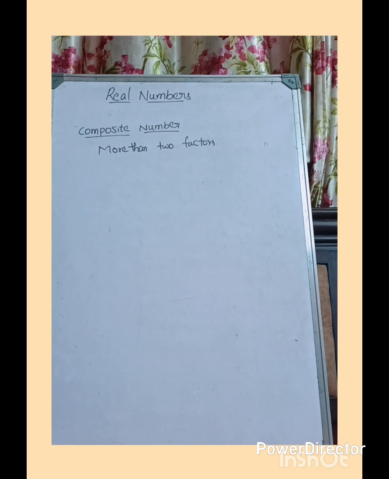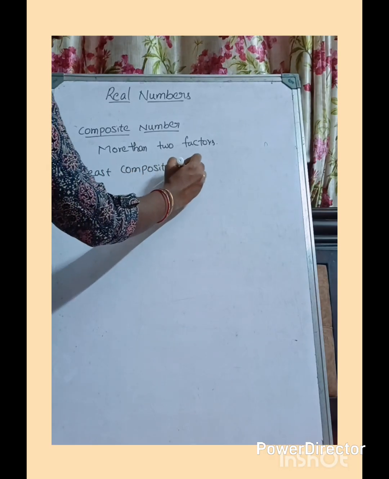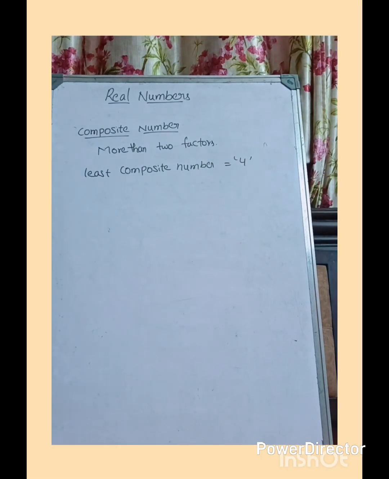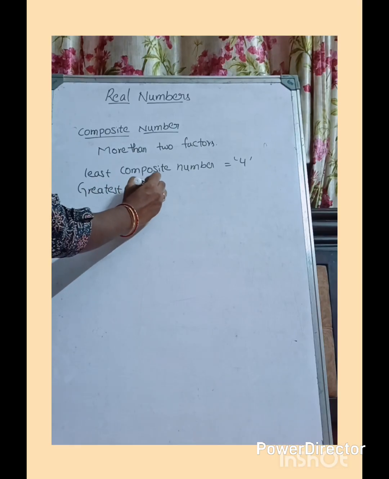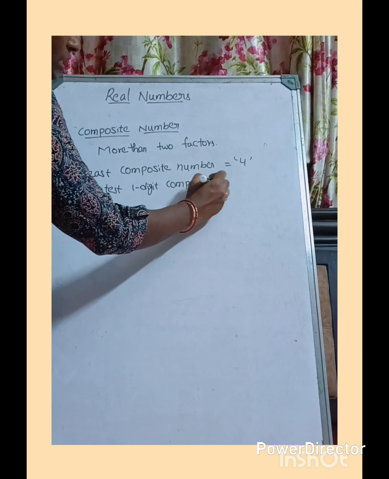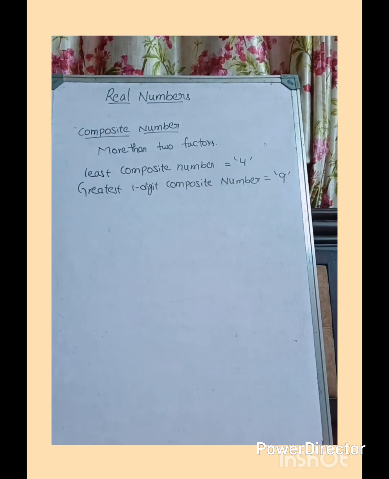What is the least composite number? Yes, 4 is the least composite number. Next one, greatest 1 digit composite number. What is the greatest 1 digit composite number here? 9 is the greatest 1 digit composite number.